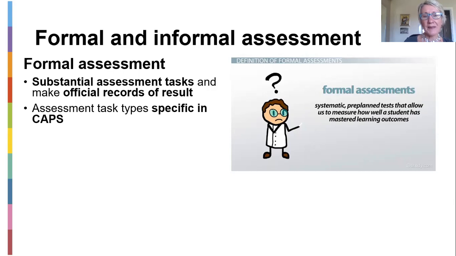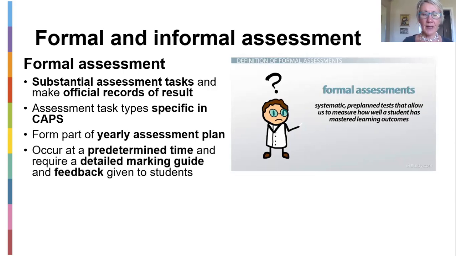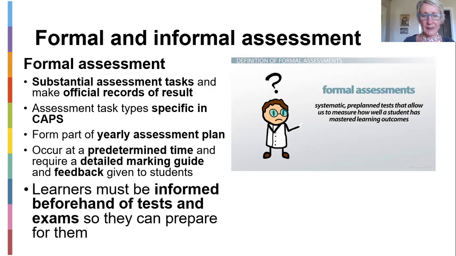Assessment task types are very specific in CAPS, and we're going to look at that, what they need to do, how many of them they need to do, what the mark allocations are. They also form part of the yearly assessment plan. So if you go and look at section 4, you can see it's very well planned out what they should do at the beginning, middle, and end of the year. They occur at a special time in the semester. They must have a detailed marking guide, and you must be able to give feedback to your students. So that marking guide is just as important as determining when you're going to write that assessment.